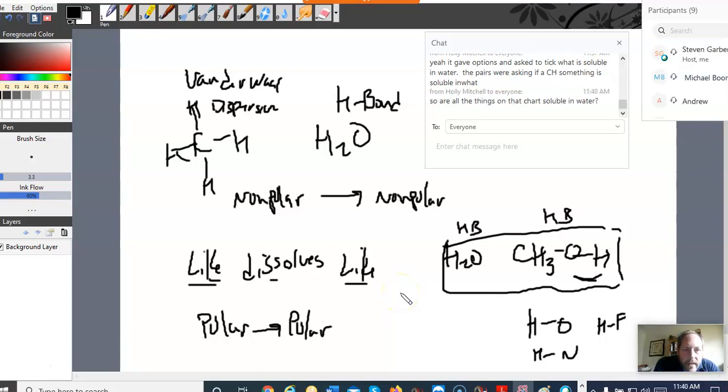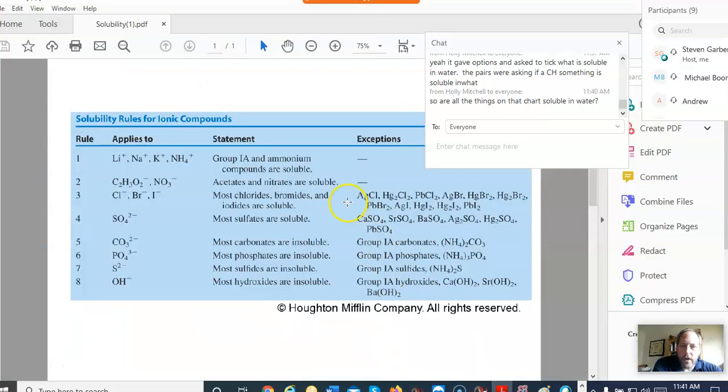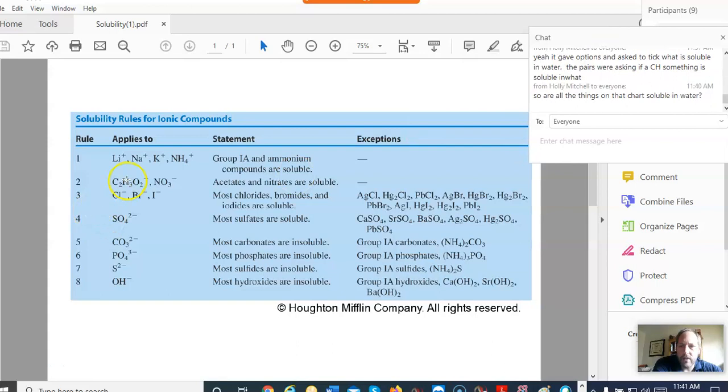So are all the things on the chart soluble in water? Well, no. This chart we talked about already in class. I'll draw the line: these things are soluble, here are the exceptions. Everything that we learned still applies. So no, that's not true. It's not everything here is soluble. You still have to look at what we did in class.